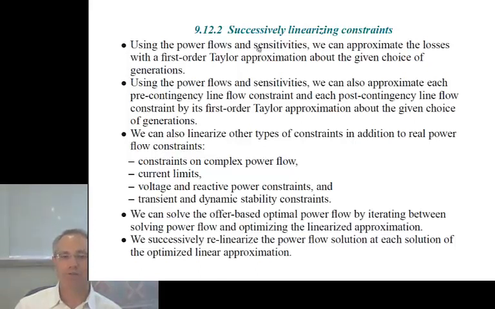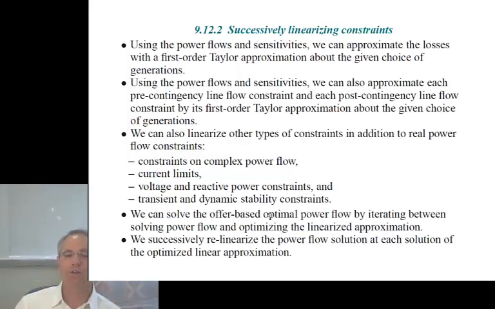Using the power flows and sensitivities from the power flow solution, we can approximate the losses with a first-order Taylor approximation about the given generations. We can also approximate each pre-contingency line flow constraint and each post-contingency line flow constraint by its first-order Taylor approximation about the given choice of generations. And we can indeed also linearize other types of constraints. We can then use those sensitivities to produce linear approximations to the true constraints that we can then use in a linear programming-based offer-based optimal power flow approximation to come up with new generations.